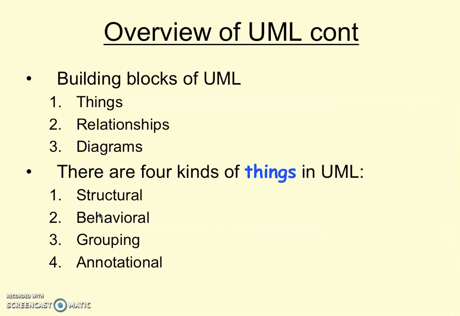Now, there are a number of things we need to remember about UML. Some subsequent videos are going to give you a little bit more information about these. But there are 3 building blocks of UML. 1, there are things. 2, there are relationships. And 3, there are diagrams. Now, when it comes to things, there are 4 types of things in UML. There are structural things, behavioral things, grouping, and annotational things.